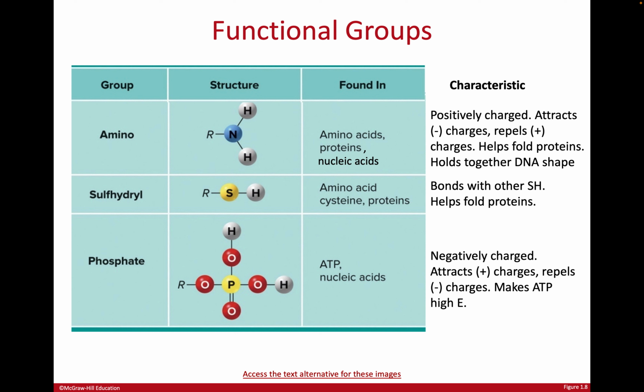It attracts positive, repels negative, and this is the part that makes ATP high energy, because there's 3 phosphates that are negative, negative, negative next to each other. They repel. So it makes that ATP unstable, and unstable molecules have high energy. So those are the 5 functional groups that you need to know, some basic characteristics, and the molecules that they're found in.